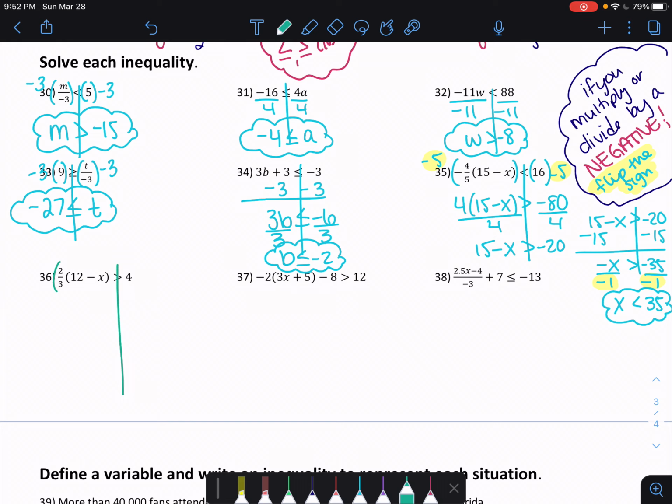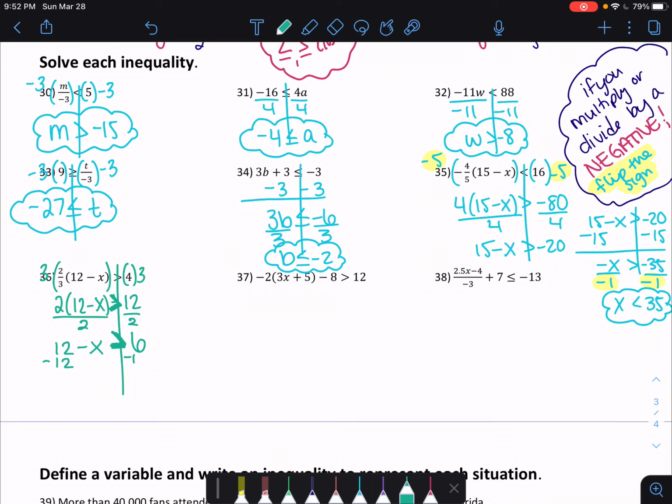For this one, I'm going to multiply by 3 on both sides first. So 2 times 12 minus x is equal to 12. And again, 2 and 12 are compatible, so I'm going to divide by 2 and get rid of the distributive property. So 12 minus x is greater than, it's not equal to, I changed my symbol on accident. So this is actually greater than 6.